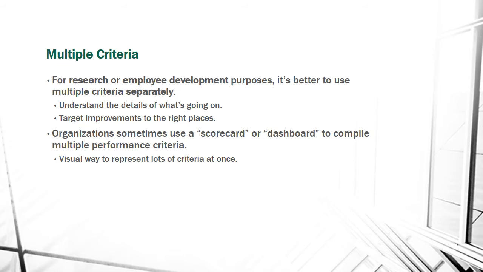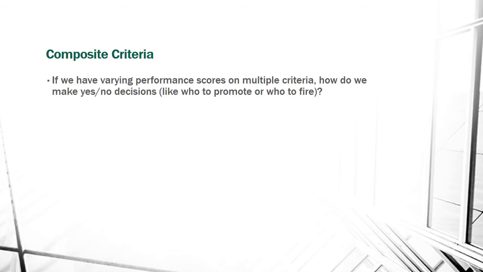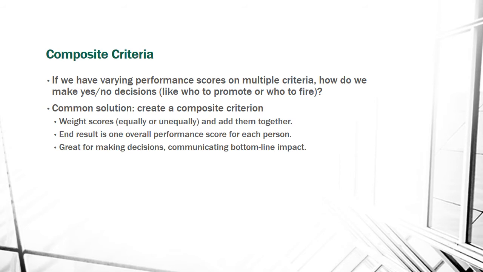So although it may sound like it's complicated to use multiple criteria simultaneously, organizations actually do this all the time. Where those multiple criteria aren't so useful, though, is when we need to make decisions about people. For example, if we're trying to identify our top employee for a promotion or a bonus, if we're trying to make an argument that someone's performance is consistently unacceptable and they need to be terminated, it's harder to look at a set of data points when some of them are positive and some of them are negative and come to a consistent decision. So in decision-making contexts, we often solve this problem by creating a composite criterion.